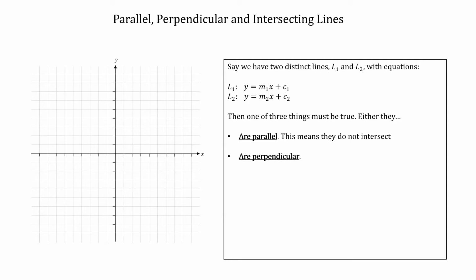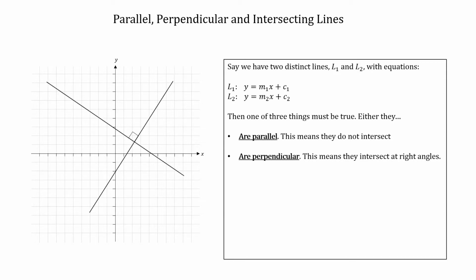Or if they're not parallel, they could be perpendicular, so this means they intersect at right angles. So they do cross over, and they do so at 90 degrees. So here is an example of two perpendicular lines crossing over and forming a right angle where they intersect.